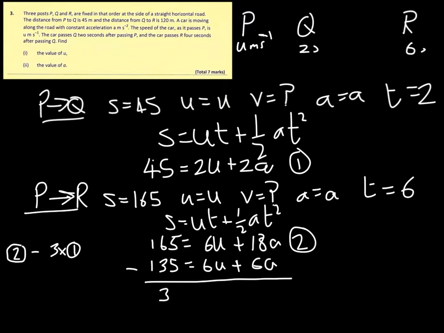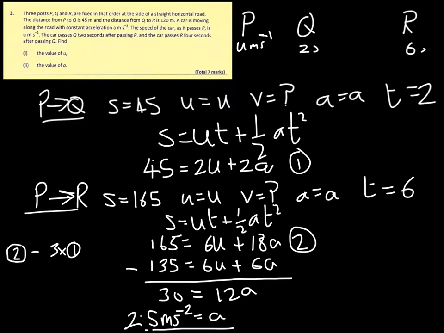So that's going to leave me with 30 equals, the 6u's will cancel out. 18a take away 6a is 12a. That means a equals 2.5 meters per second squared. Done. So I haven't worked this out in the order they asked this in the question, but the examiner won't be bothered about that as long as it's right.